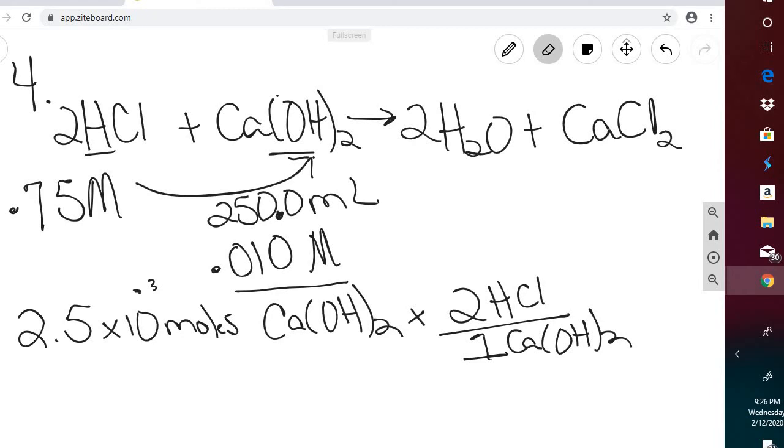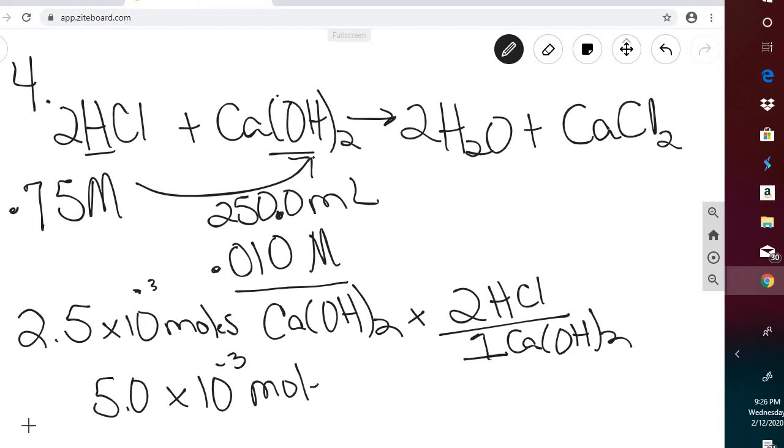Okay, so 5.0 times 10 to the negative 3 moles of HCl. Okay, so let's see it. The calcium hydroxides will cancel. So 2.5 times 10 to the negative 3 times 2 is 5.0 times 10 to the negative 3.